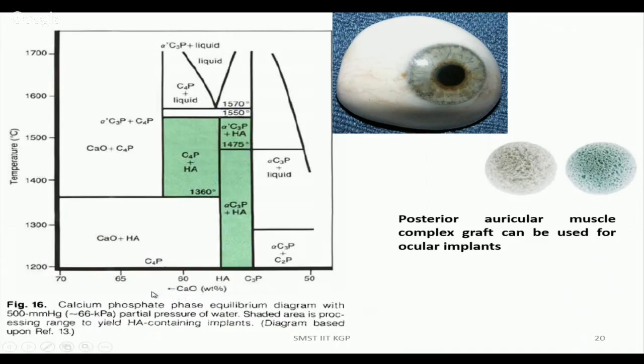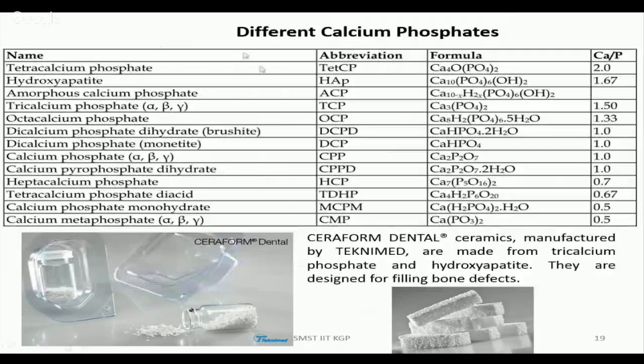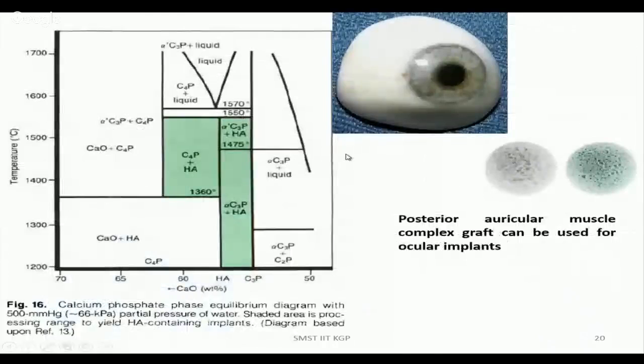Here it shows how calcium oxide and temperature play a role in forming different phases of calcium phosphate. We know HA is hydroxyapatite, C3P is tricalcium phosphate, C4P is tetracalcium phosphate, and there are many other phases we have seen already. I am not going into that, but if you have to make such compositions, you have to study the phase diagram.